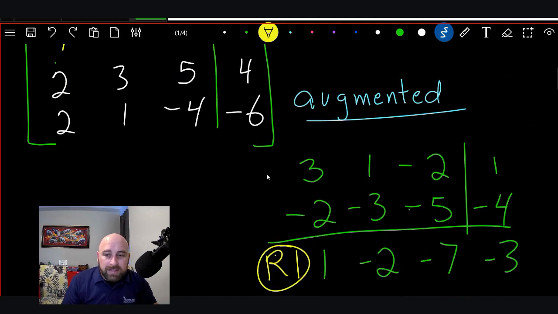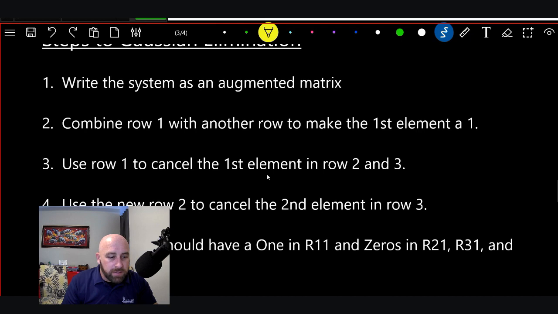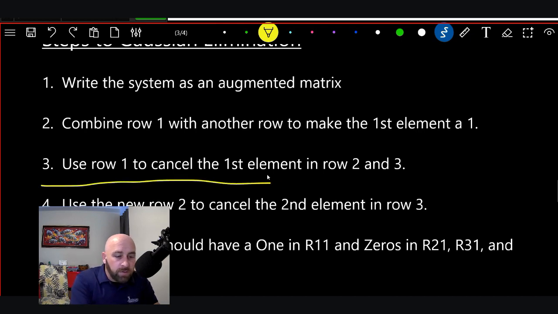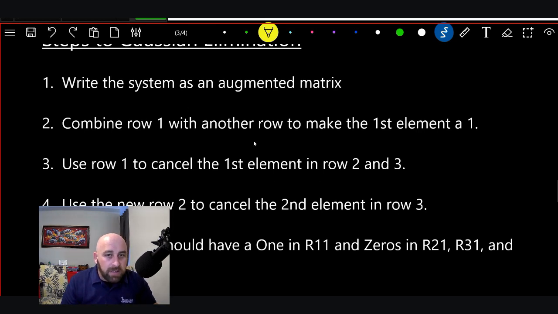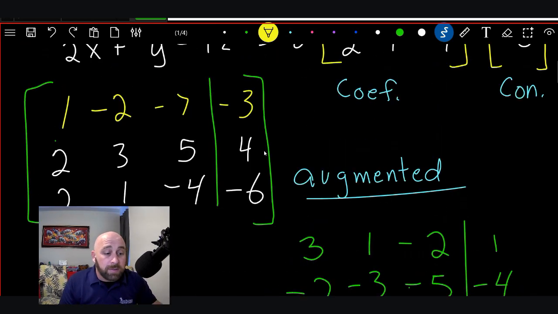All right, the next thing that I want to do is go to step number 3. I want to use row number 1 to cancel the first element in row number 2 and row number 3. So if you remember in elimination, the one thing I wanted to do is eliminate my x.